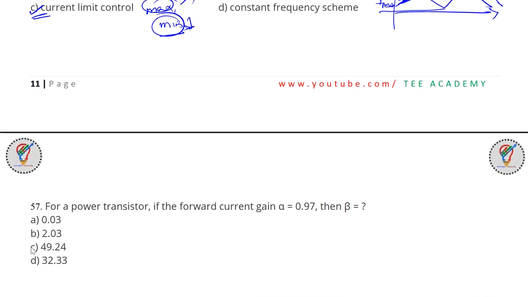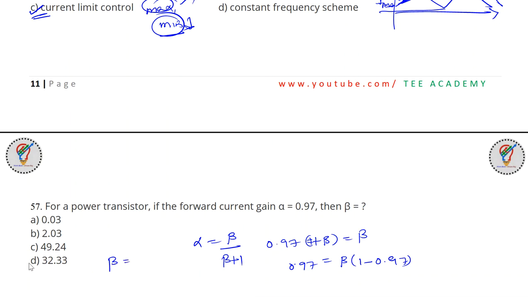Next one. For a power transistor, if the forward biased current gain alpha is equal to 0.97, then what is the beta value? So here we can use a relationship to get the answer. Alpha is equal to beta divided by beta plus 1. Now we know that alpha is 0.97. Substitute the value here: 0.97 into (1 plus beta) is equal to beta. So 0.97 is equal to beta of (1 minus 0.97). By solving this, beta is going to be 32.33. So 32.33 is the right answer.